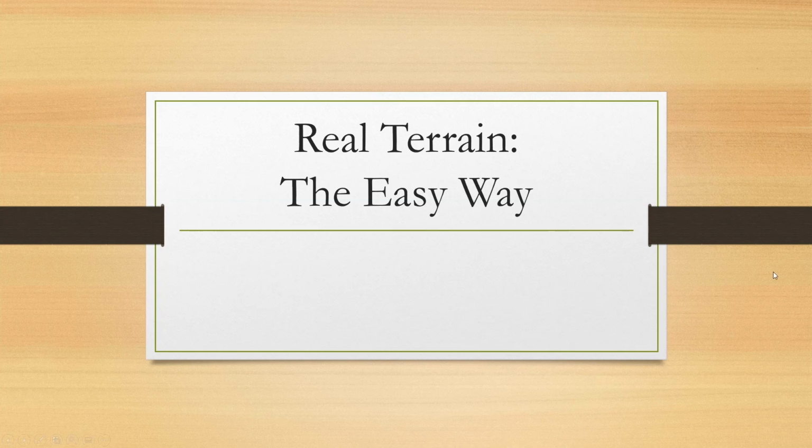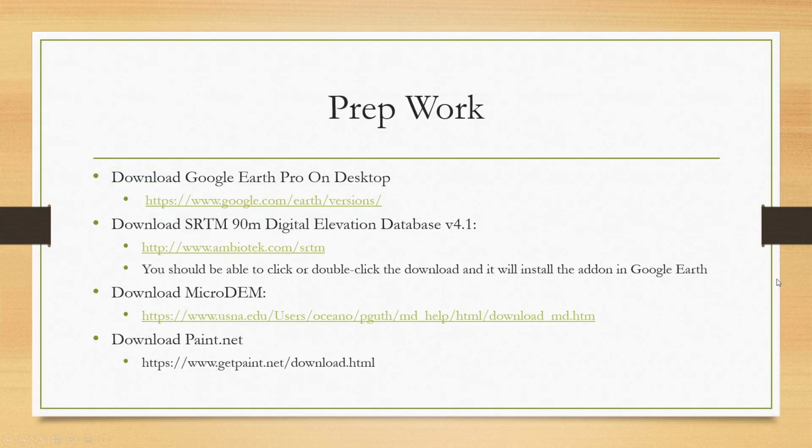I'm going to show you what we're doing, but first we need to do all of our prep work. So our prep work involves downloading Google Earth Pro on your desktop. I have all the links included in the PowerPoint, so this is really helpful. Make sure you look at the PowerPoint. You're going to go download the SRTM 90-meter digital elevation database. This is going to be a plugin for Google Earth Pro. I wrote here that you should just be able to double click or click on the download, and the plugin should install to Google Earth right away. I'll show you what the plugin looks like when we get in there.